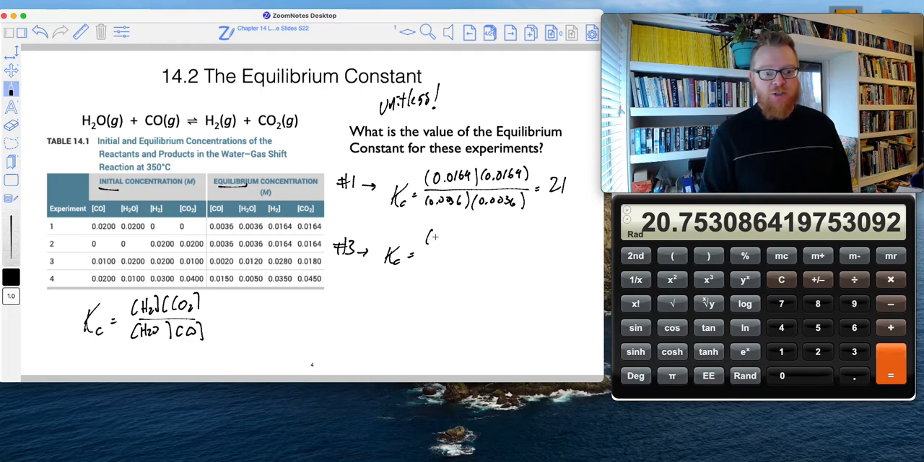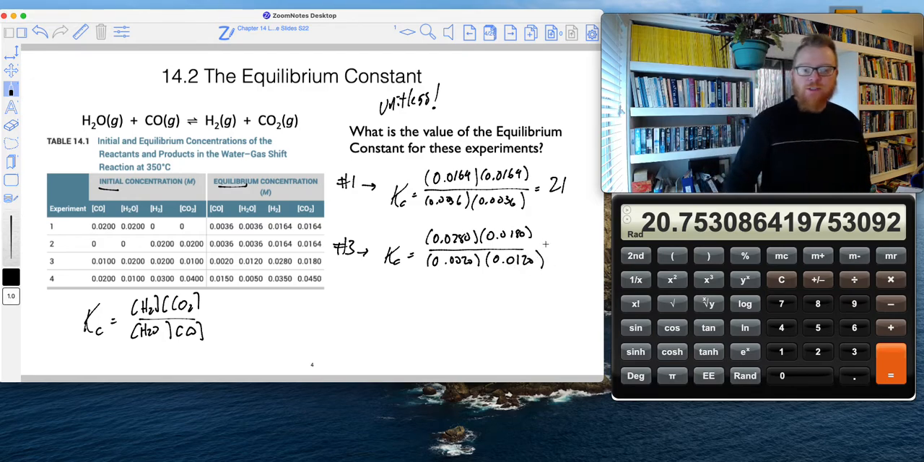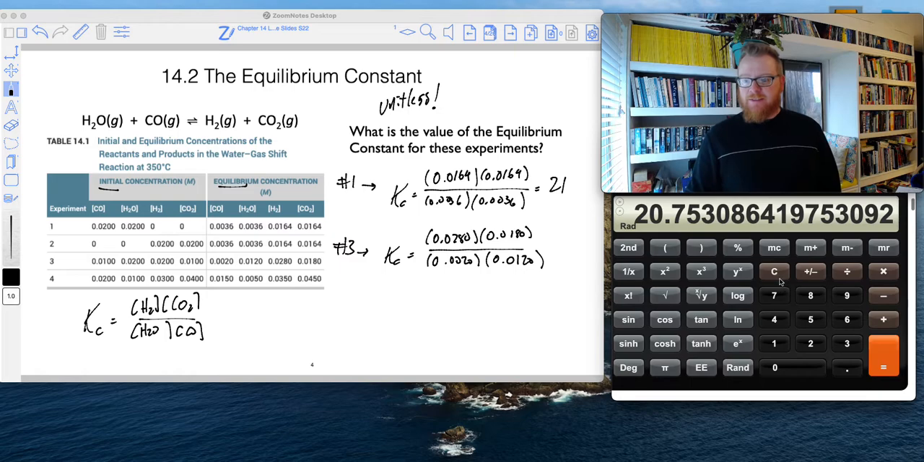So that's the H2 concentration. So that's 0.0280 times the CO2 concentration, that's 0.0180, and now all divided by the CO concentration, 0.0020, and times the H2O concentration, 0.0120.